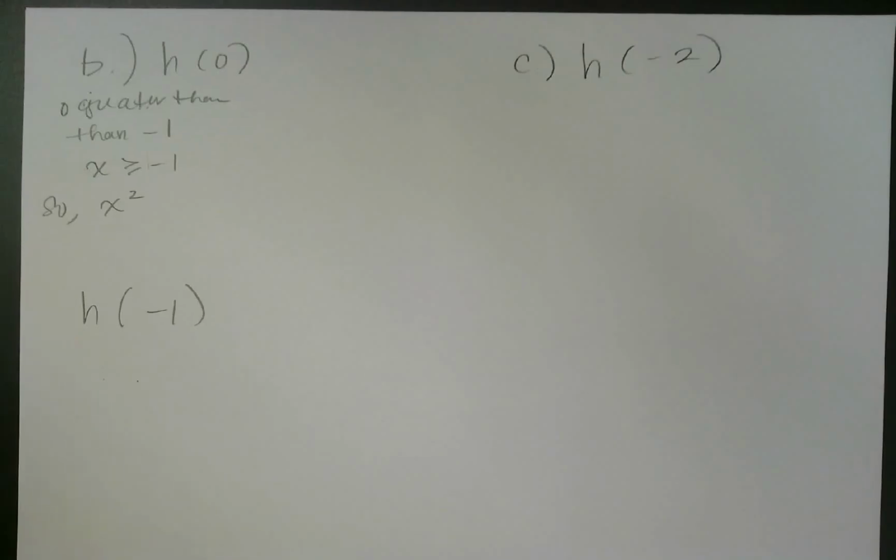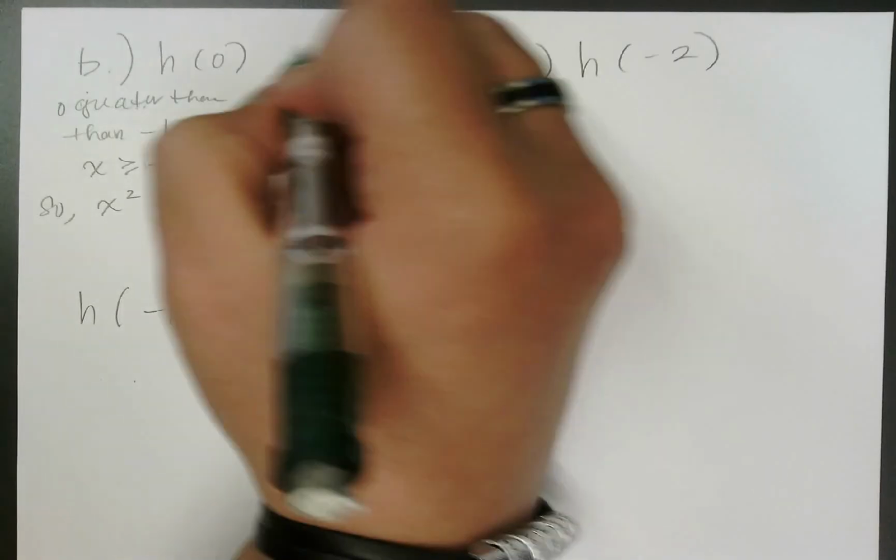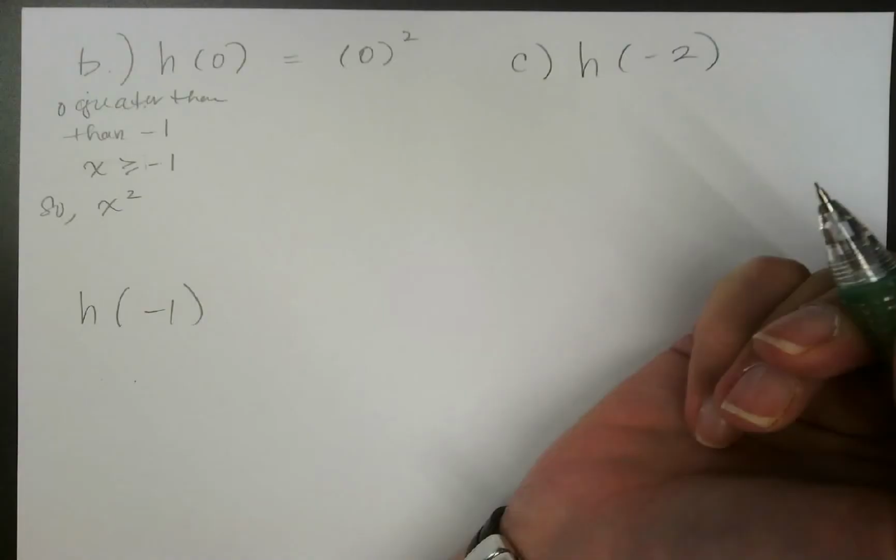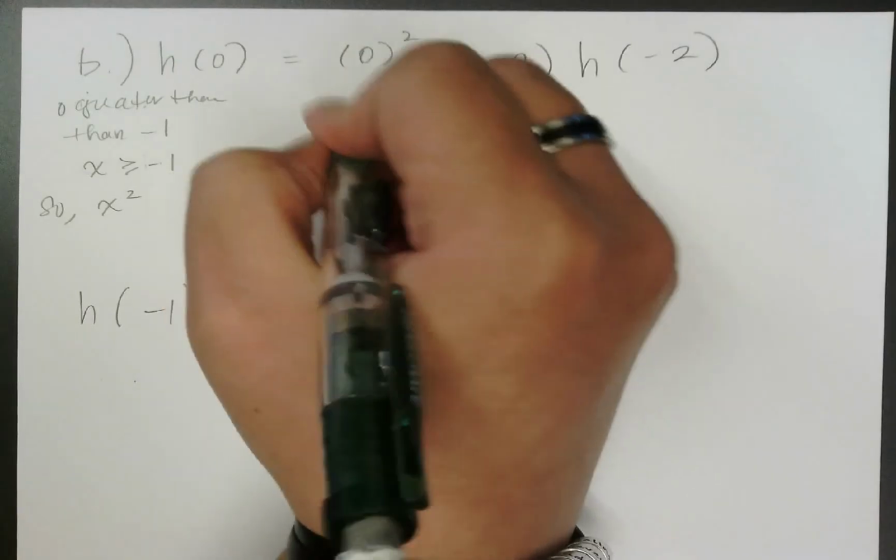Alright, so 0 is greater than negative 1. So it's going to go in your x squared, guys. So be careful. Okay, 0 is bigger than negative 1. So when you plug in 0 into your x squared function, you get out 0. Yay, circle box your answer.